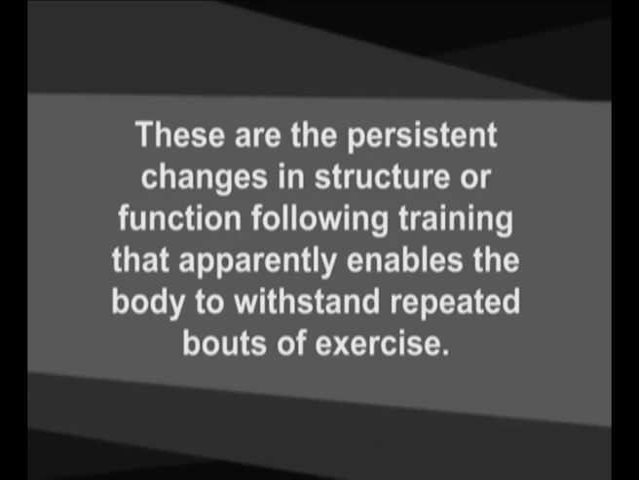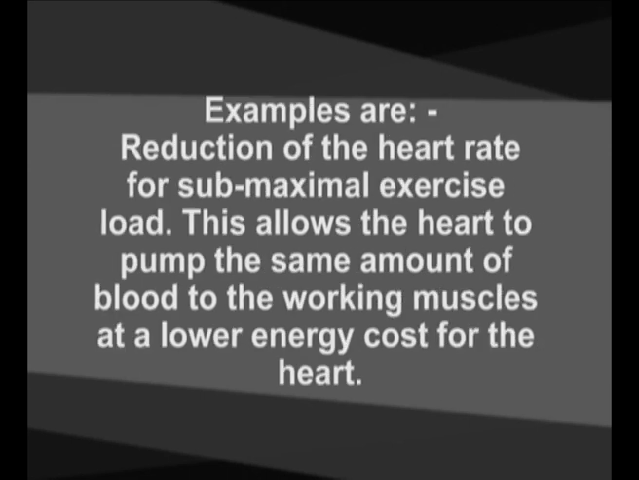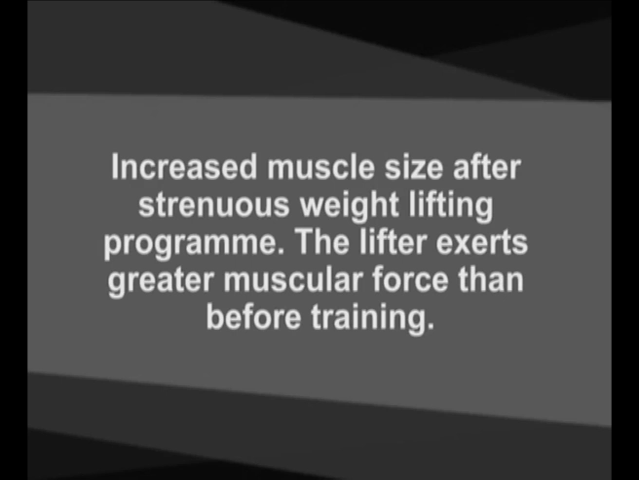Adaptations. These are the persistent changes in structure or function following training that apparently enable the body to withstand repeated bouts of exercise. Examples are reduction of the heart rate for submaximal exercise load. This allows the heart to pump the same amount of blood to the working muscles at a lower energy cost for the heart. Increased muscle size after a strenuous weightlifting program. The lifter exerts greater muscular force than before training.